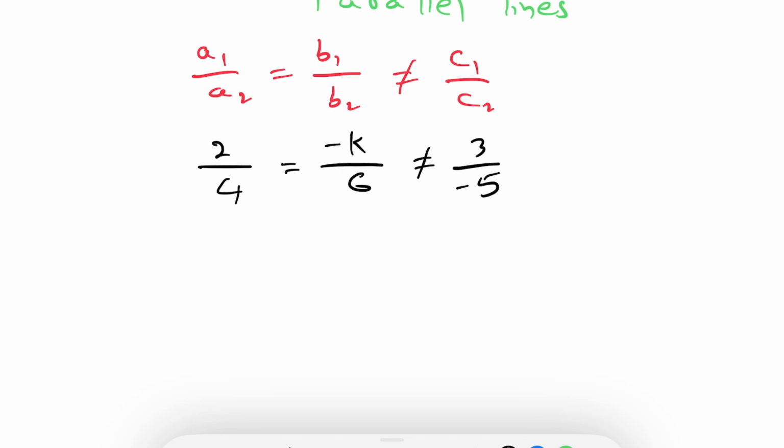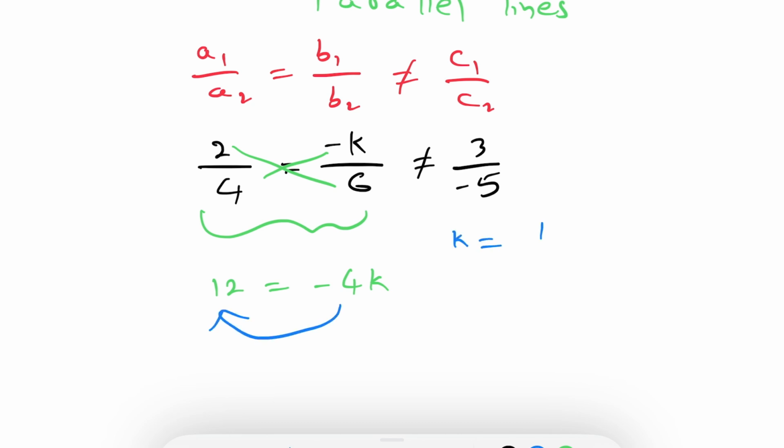Now here these two are equal to each other, right? So I am going to do cross multiplication of these two. So 2 times 6 is 12 equals minus k into 4, minus 4k. I need to find the k value, right? So taking minus 4 to this side, k equals 12 divided by minus 4, which is minus 3.